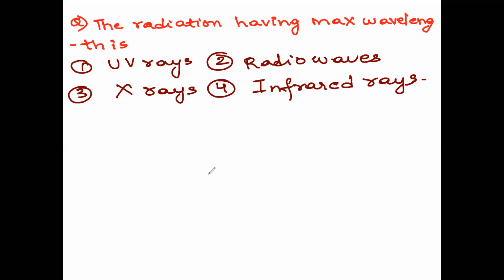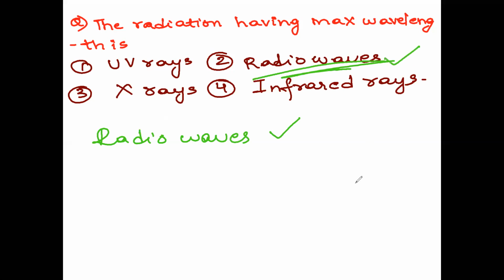X-rays and gamma rays have the highest frequency because they are in the range of 10 to the power 24 hertz, whereas among the given options, radio waves have the maximum wavelength because they are on the right-hand side of the diagram. So radio waves is the answer. You can see this answer in the diagram. This type of question you may also expect in competitive exams.